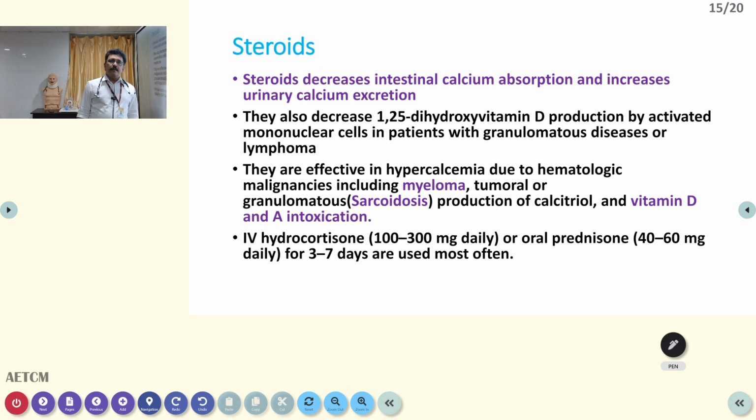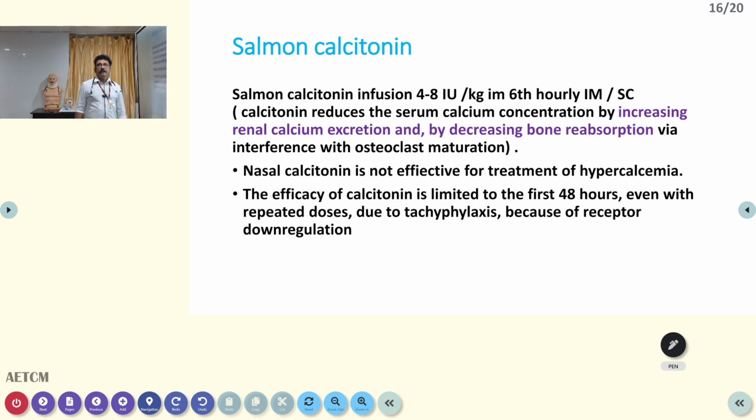The dose of the drug is hydrocortisone 100 to 300 milligram daily, or oral prednisolone 1 to 2 milligram per kg body weight can be given. So that is given for 3 to 7 days, 1 week you can give.